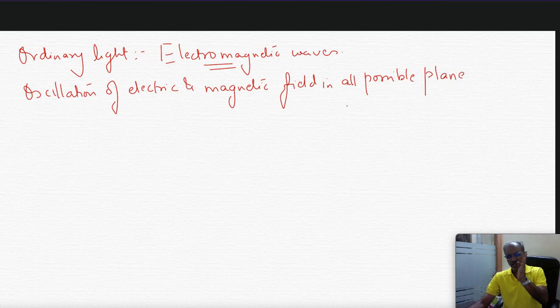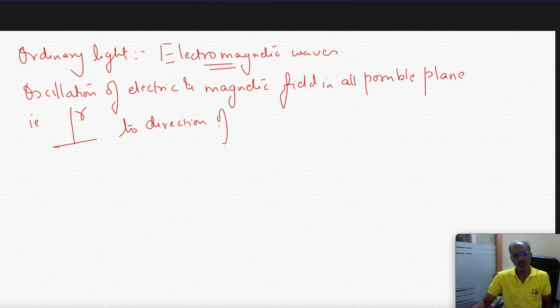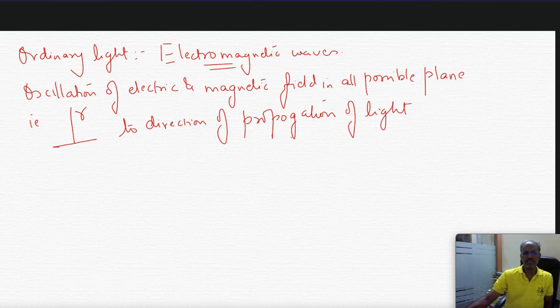That is, you can say perpendicular. This is the sign for perpendicular. Perpendicular to the direction of propagation of light. See, these are typical physics terms, but you should know them, because in physics you know all these things: electromagnetic waves, electric and magnetic field, then field in all possible planes.